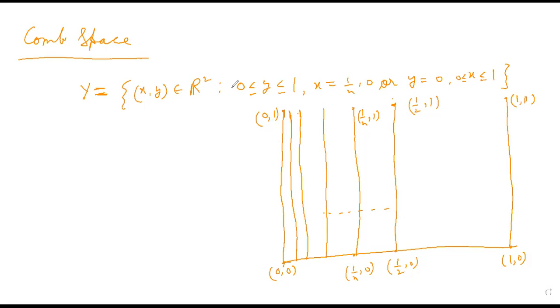And now its points are given by this. So if X equal to 0 and Y varies from 0 to 1, you get this line. Now if X equal to 1 upon N, Y varies between 0 to 1, then you will get these lines. And when y equal to 0 and x between 0 to 1, you get this line. Okay. This is Combi space. In topology, this is a very important space, used at various places for giving examples for its various properties.